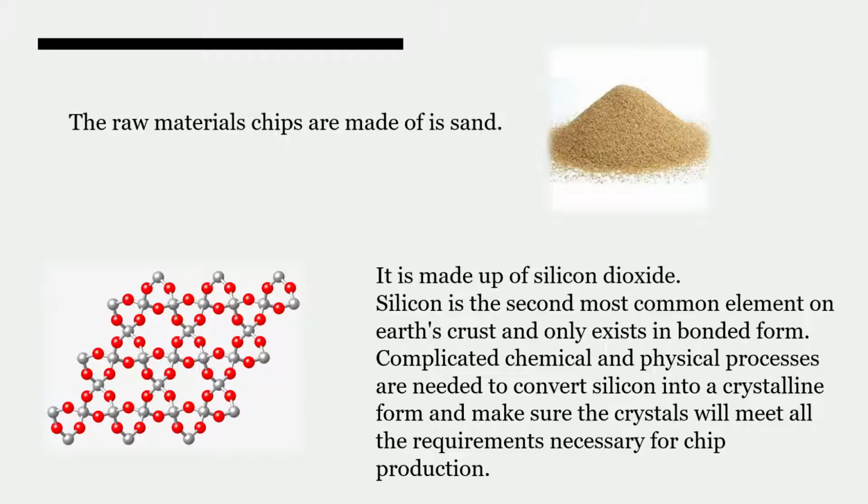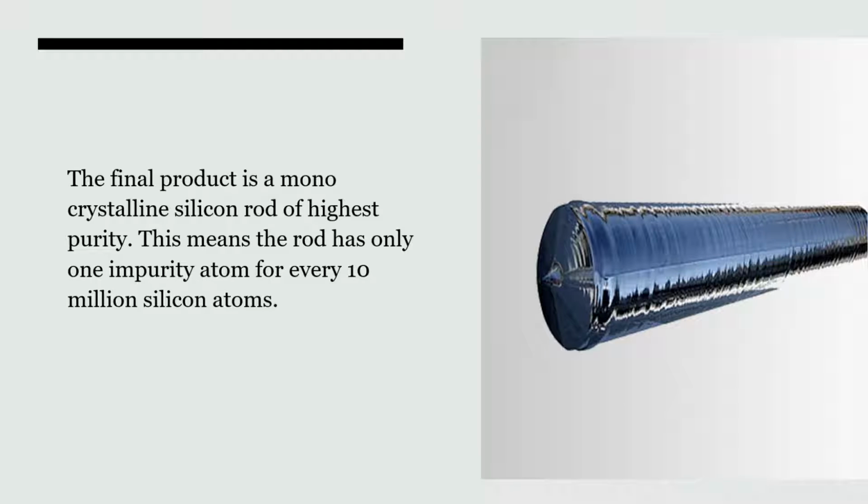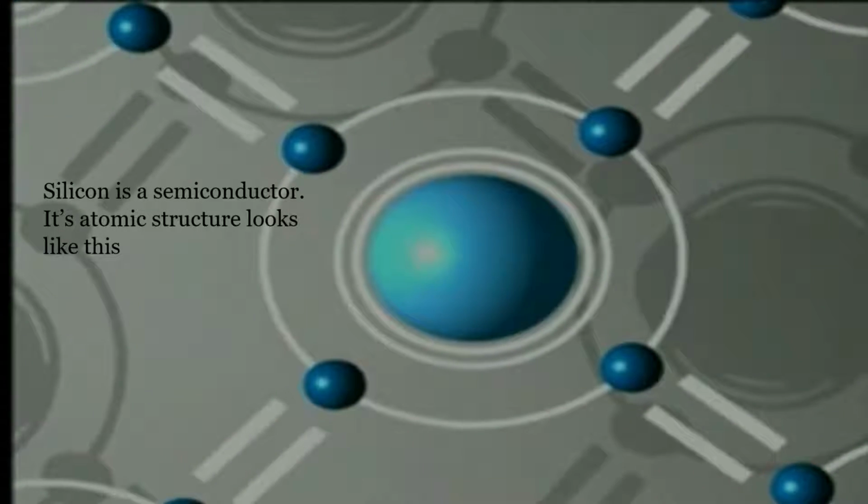Silicon is the second most available element on the Earth's crust after oxygen. It only exists in bonded form. The necessary requirements for the chip are met by converting silicon into a crystalline form. The obtained final product looks like this. This is a monocrystalline silicon rod of the highest purity, which means that the percentage of impurity atoms in the silicon crystalline rod is 0.0001 percent.